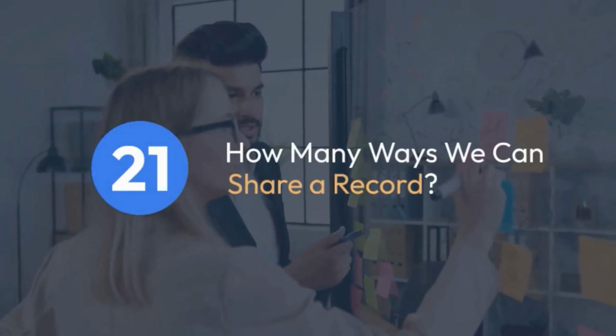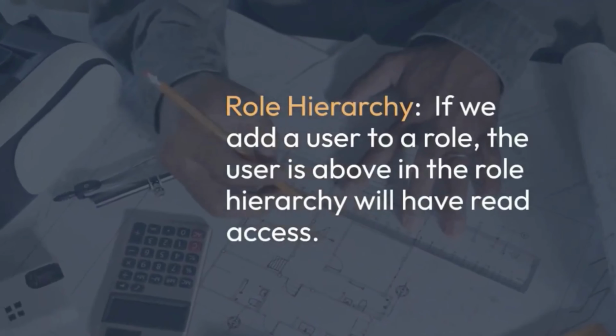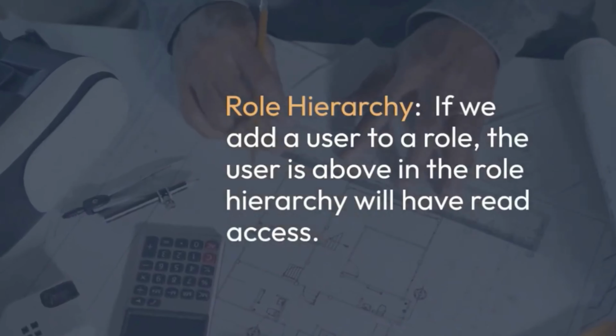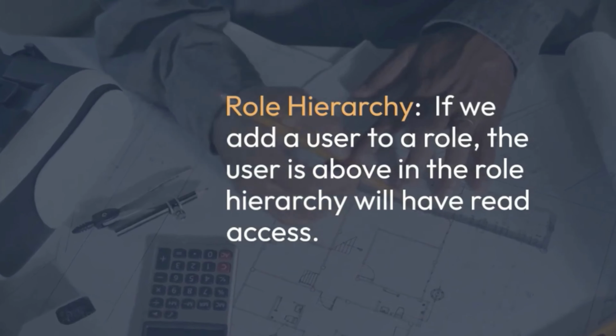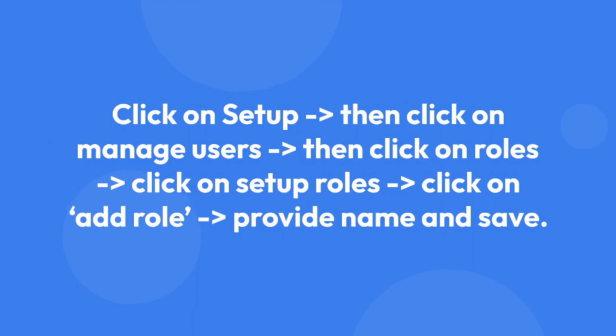21. How many ways can we share a record? Role hierarchy. If we add a user to a role, the users above in the role hierarchy will have read access. Click on Setup, then Manage Users, then Roles, then click on Add Role, provide a name and save.